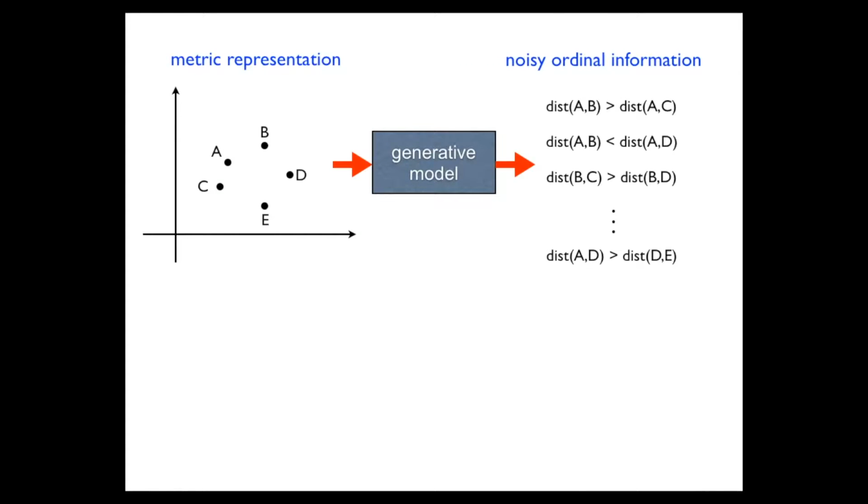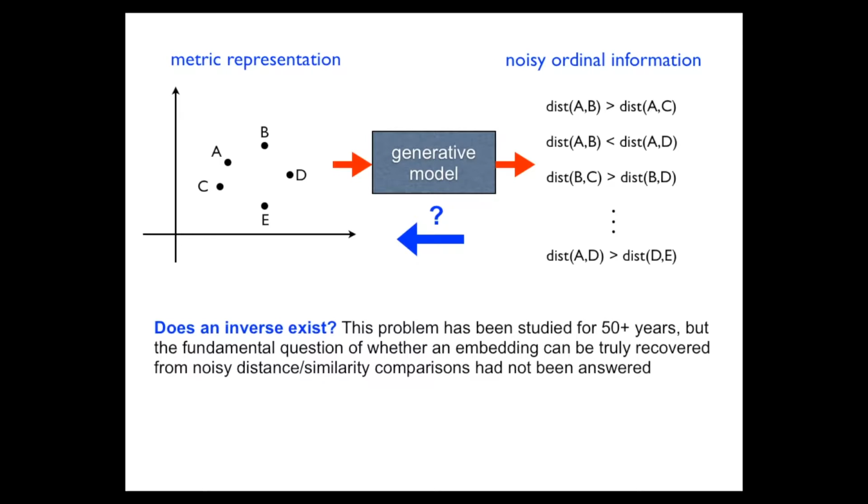This paper studies the ordinal embedding problem through a generative modeling framework. We suppose that there is a true embedding and a probabilistic model that generates noisy ordinal information. The key question addressed in this paper is the existence of a stable inverse for this model.